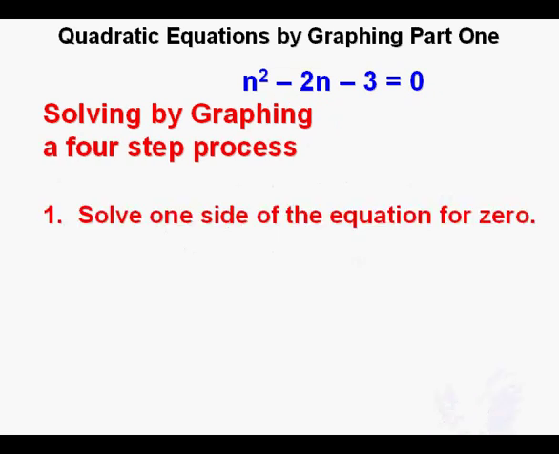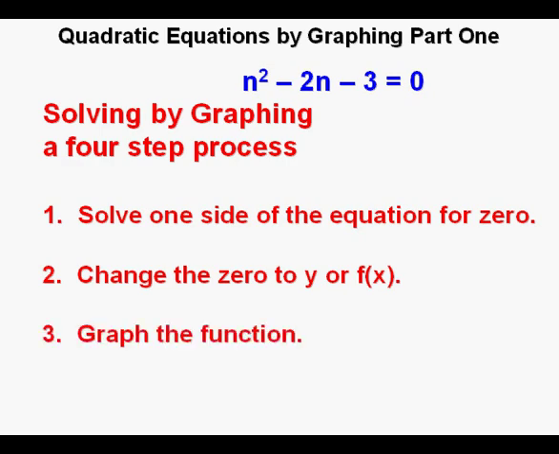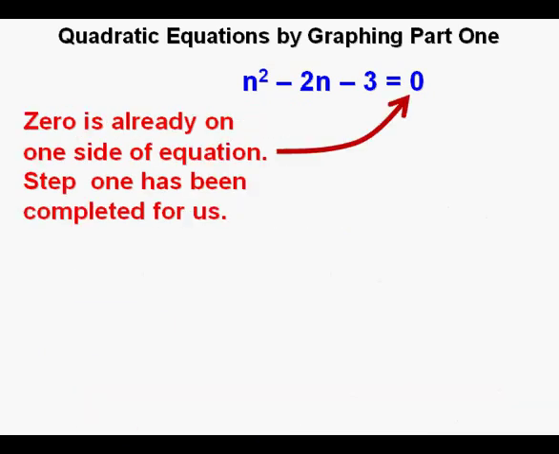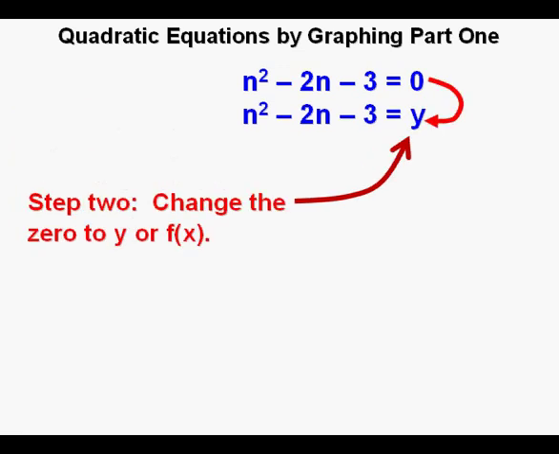Step 1. Solve one side of the equation for 0. Step 2. Change the 0 to y or f of x to create a function from the equation. Step 3. Graph the function. And Step 4. Look for where the graphed function touches or crosses the x-axis. Those will be the solutions. Now back to our problem. Since the equation is already equal to 0, Step 1 has been completed for us. Now we apply Step 2. We change the 0 to y.